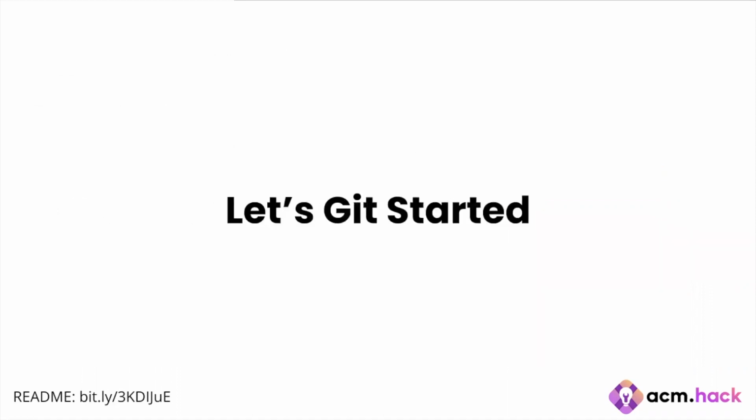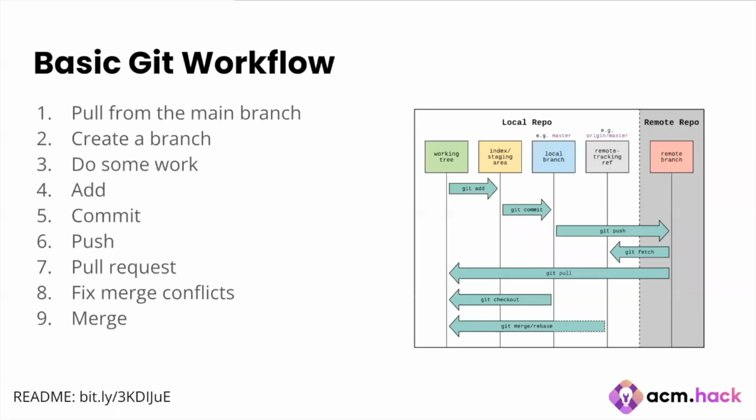Let's get started on the actual work process. So a typical work process might look something like this. You will pull from the main branch, then create a branch, do some work on that branch. You'll add those changes to be slated into the next commit, and then you'll commit those changes, push those changes, you'll do a pull request, fix any merge conflicts that happen, and then finally you'll merge your branches together.